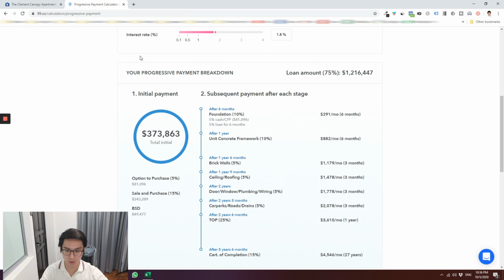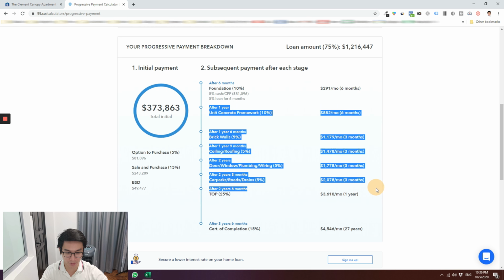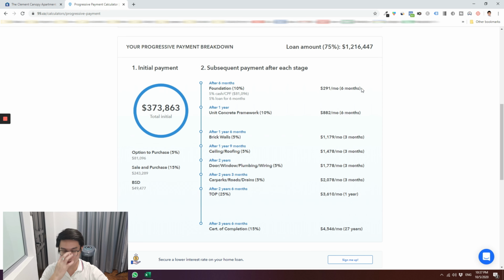Okay, here is your progressive payment breakdown of the loan amount, 75% of about 1.2 million. If you notice and you add up this entire time period here, it's about 3 years. However, Clement Canopy was built very fast, in about 2 years. So for purposes of this calculation, we will cut short the amount of time it takes. Instead of after 6 months here, the payment will come in after only 1 month. Let's put in the figures.